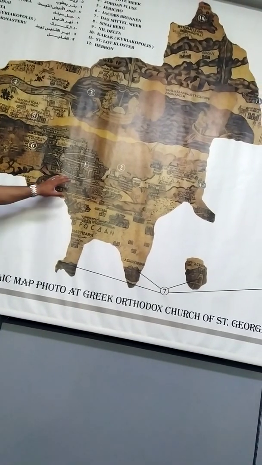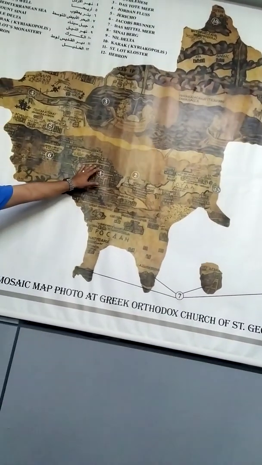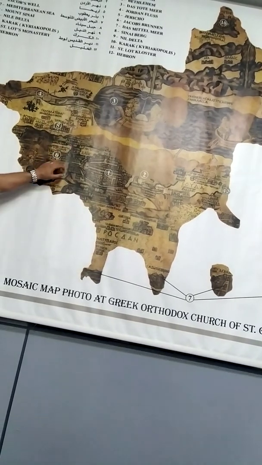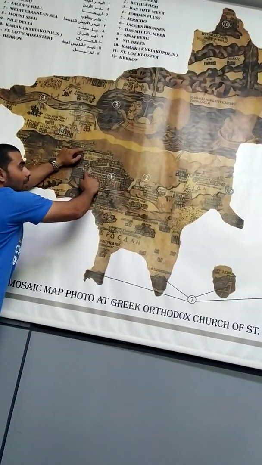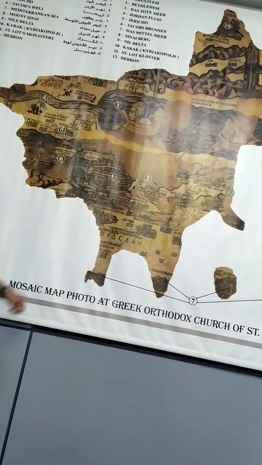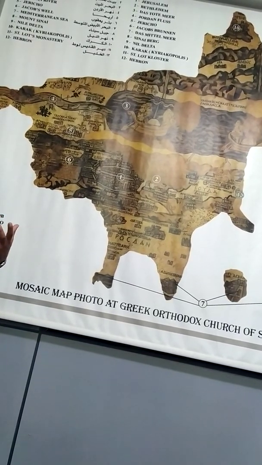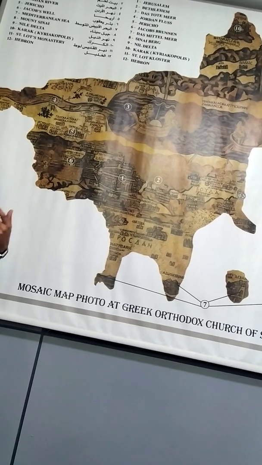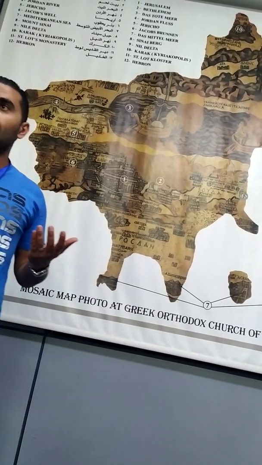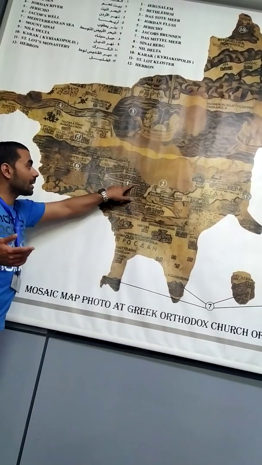This is the map of Jerusalem. Exactly. And this is the Cardo Maximus. What do you mean by Cardo Maximus? Cardo, heart. Maximus, city. So this is the heart of the city, which means the city center, which is a Roman name, Latin name, okay? So this is the Cardo Maximus.